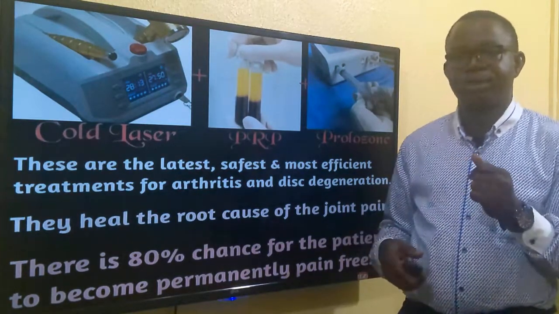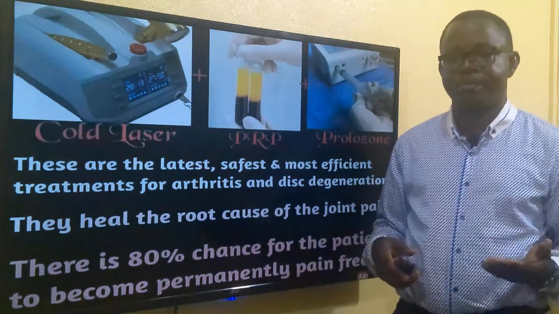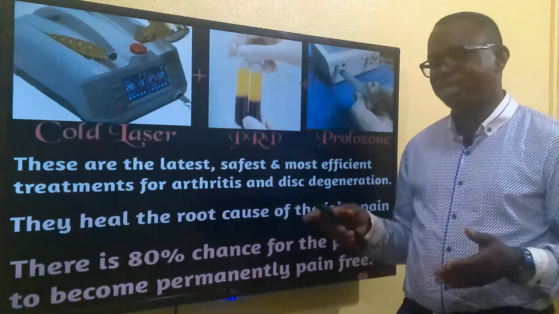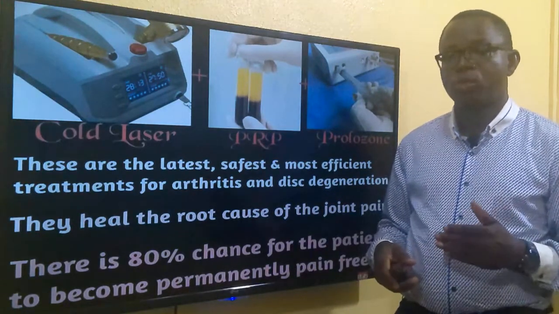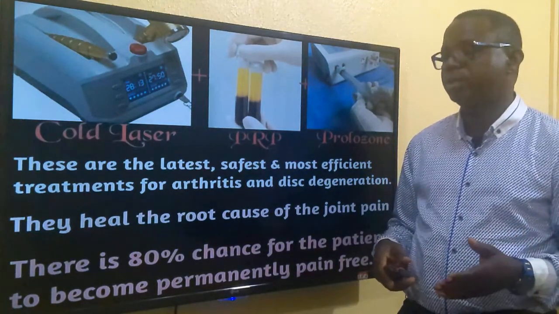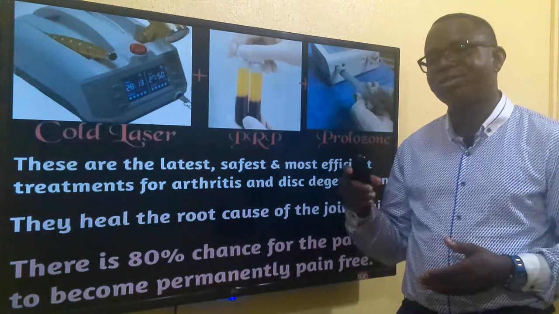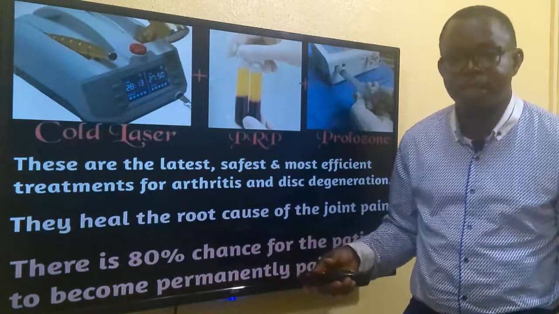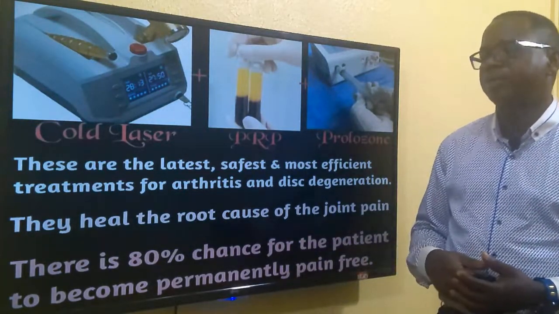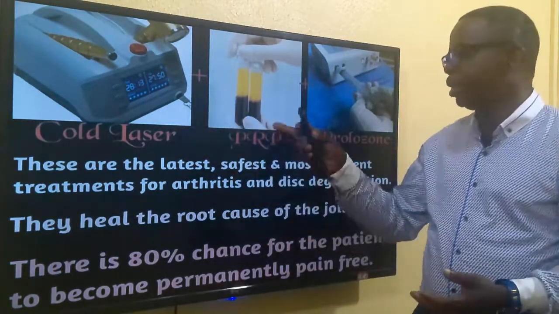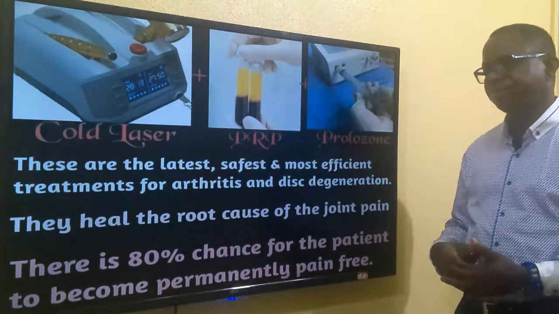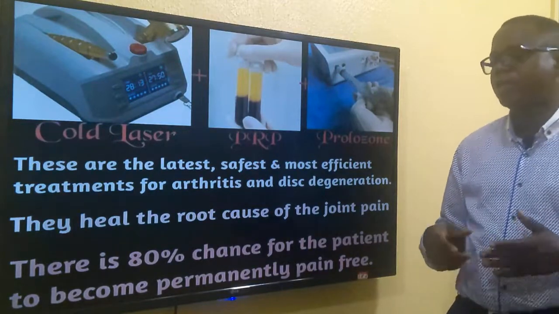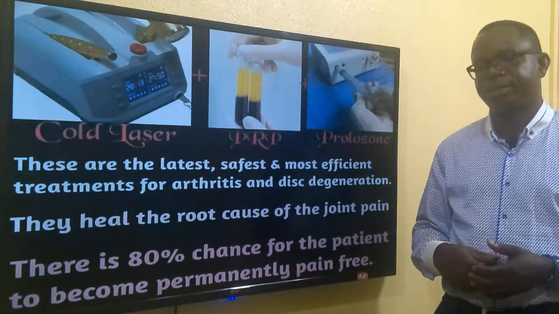So if we are going to arrest the arthritis, as I said, the best target of treatment is not the inflammation. You can take drugs for inflammation to feel a bit better, but the best target of treatment should be the degeneration. And to heal the degeneration, you need a treatment called regenerative treatment, or regenerative therapy. They are the same thing. And these are cold laser, PRP, and prednisone treatment.